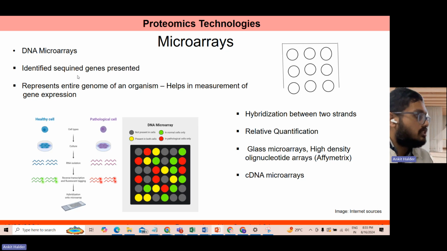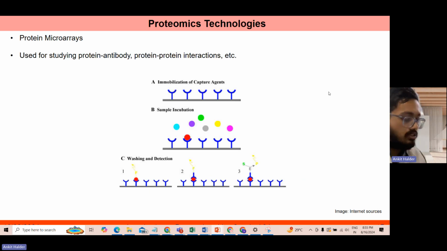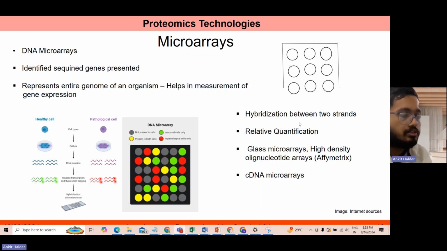Microarrays identify the complete sequence being represented. We have the entire genome of an organism, and it helps with measurement of the gene expression. So the healthy cell, pathological cells, the culture, next to the RNA isolation, then gives us the sequencing, and then the hybridization. So what happens is that you have hybridization between the two strands, you are quantifying it, and then finally capturing high density oligonucleotide arrays.